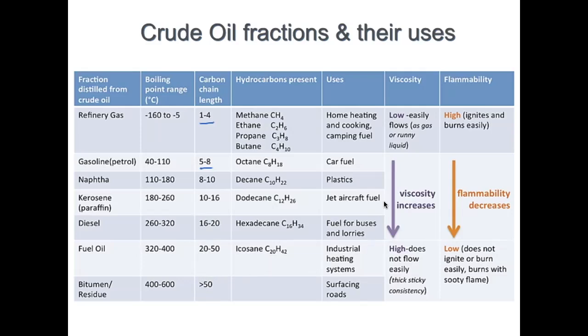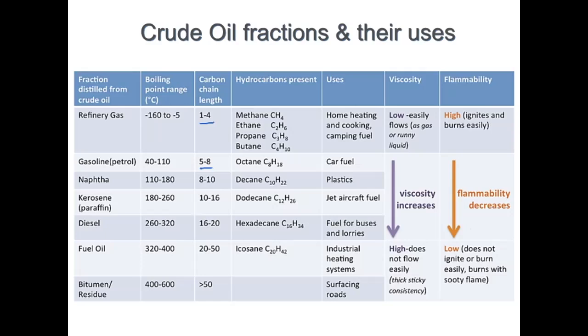Note that the viscosity increases as we go down. The chain is getting longer. The intermolecular forces of attraction are increasing as well. And so you find that the boiling point is also increasing. So boiling point increases, viscosity increases, so they don't flow as easily. And the flammability decreases. So the ones at the top, they will burn better. The heavier the fuel, the harder it is to be ignited. All right, just some side notes we can bear in mind.